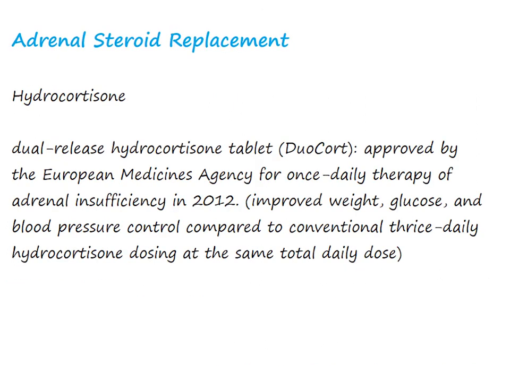Adrenal steroid replacement. Hydrocortisone is widely used for glucocorticoid replacement. A dual-release hydrocortisone tablet containing an immediate-release coating and an extended-release core was approved by the European Medicines Agency for once-daily therapy of adrenal insufficiency in 2012. The modified-release preparation mimics cortisol diurnal profiles and exhibited improved weight, glucose, and blood pressure control compared to conventional thrice-daily hydrocortisone dosing at the same total daily dose.